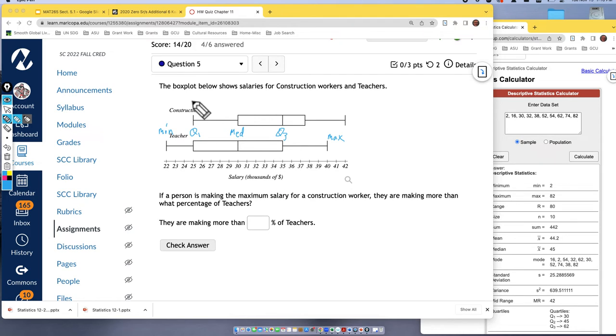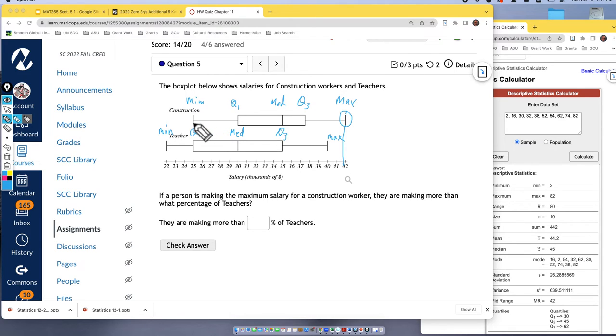Okay, and the same thing up here. This is the minimum. This is Q1, Q2, or the median, Q3, and its maximum. So we have construction workers and we have teachers. These are salaries. If a person is making the maximum salary for a construction worker, so that's right here, that's $42,000. Again, hopefully I know they make a lot more than that. They are making more than what percentage of teachers? Well, if you're making $42,000, what percent of teachers are you? You're making more money than 100% of the teachers, right?